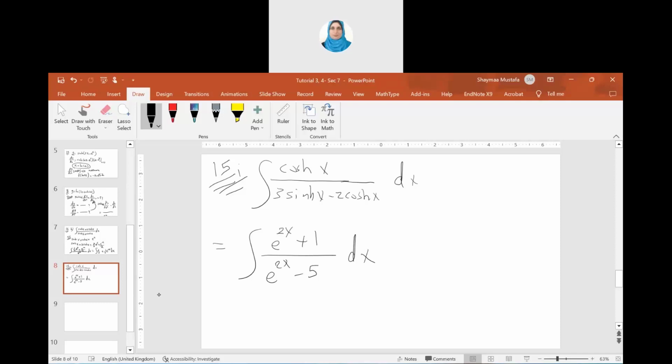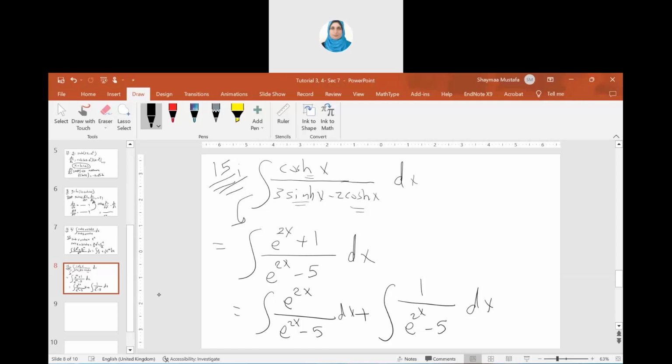Okay. And this one you can change to this one by definition. Change cos x and sine x, use the definition for sine and cos. You will find this expression will equal to this one. Now you can integrate this one. This one is equal to 2 e to the power x over e to the power x minus 5, plus integration of 1 over e to the power 2x minus 5 dx.